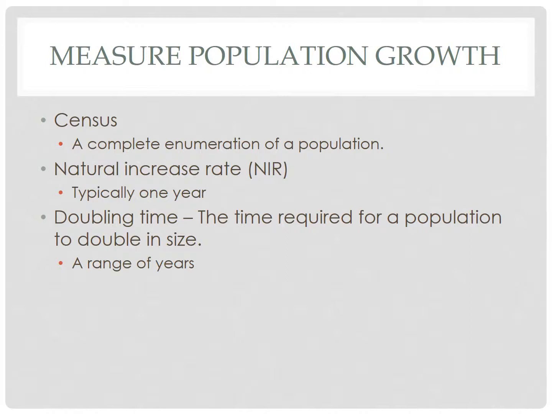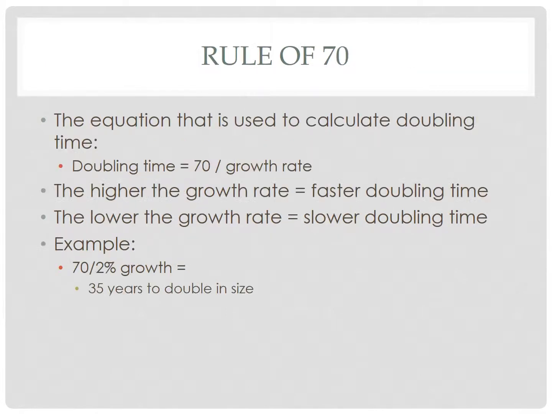And then the last way that we can measure it is through doubling time. Doubling time is the time that is required for a population to double in size. And this is a range of years. Now, I will tell you guys that I think that you will need to be able to do some math on the AP exam. It's not going to be super difficult, but some basic addition, subtraction, multiplication, division, that is something that you might have to be able to do.